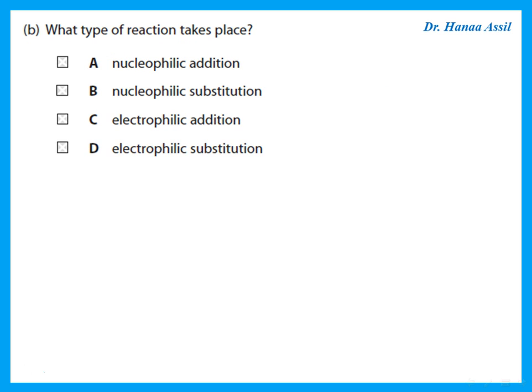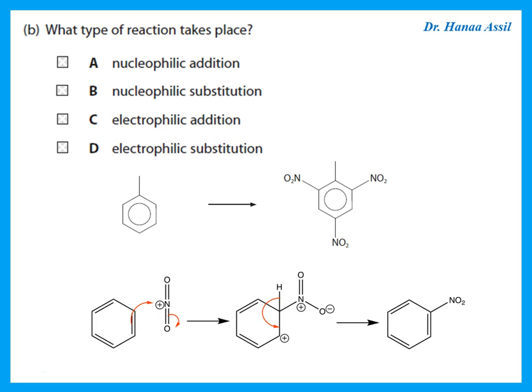What type of reaction takes place? This was the equation he was talking about. What type of reaction is this? Remember that benzene ring, when you reacted, for example, with the nitro group, then we have what we call electrophilic substitution. The benzene ring donates electrons to the N plus of the NO2 plus ion, and then the electrons holding the hydrogen are donated to the benzene ring. So this is electrophilic substitution reaction.